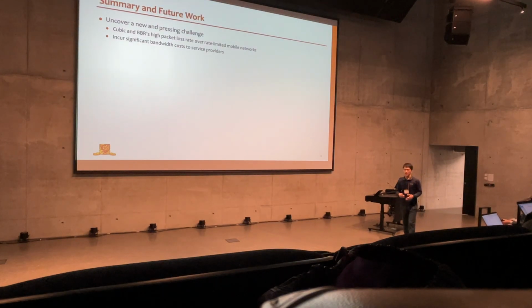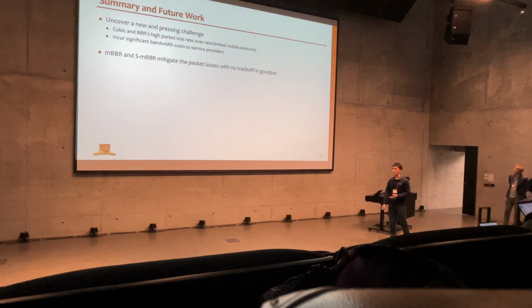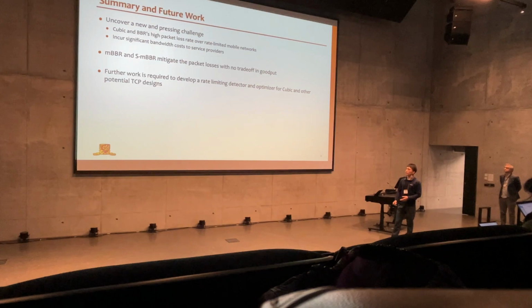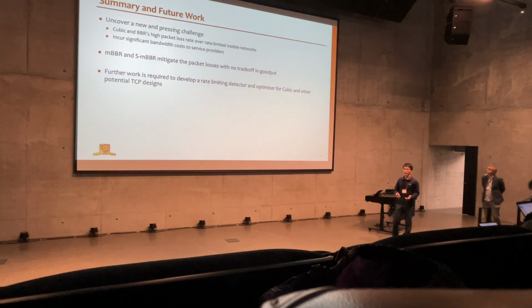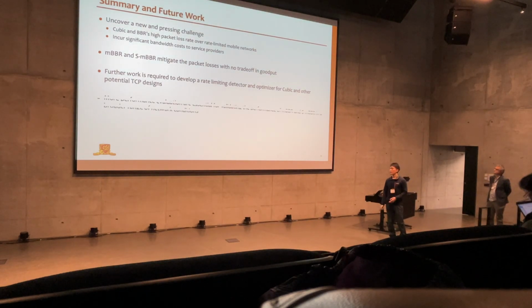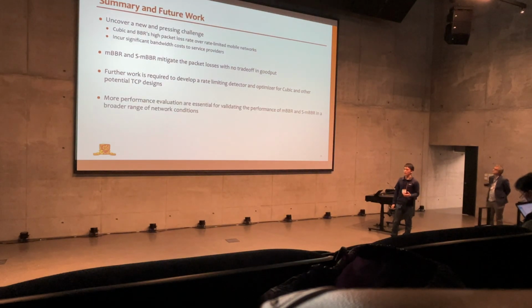So let's summarize this work. This work uncovers a new and pressing challenge. It found that Cubic and BBR incur high packet loss rates over rate-limiting mobile networks, which can incur significant bandwidth costs to service providers. That's why we developed mBBR and SMBBR to mitigate the packet loss with no trade-off in throughput. Further work is required to develop a rate limiting detector and optimizer for Cubic and other potential TCP designs, and more performance evaluation is essential for these new modified protocols.